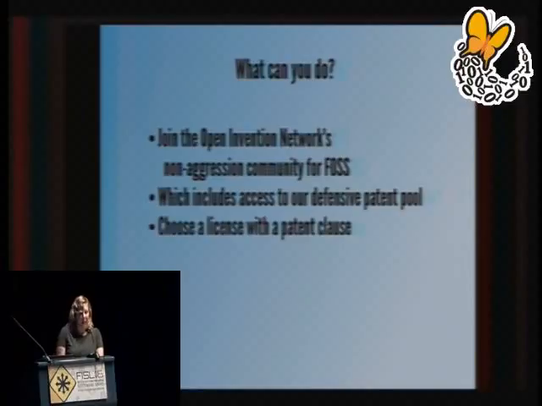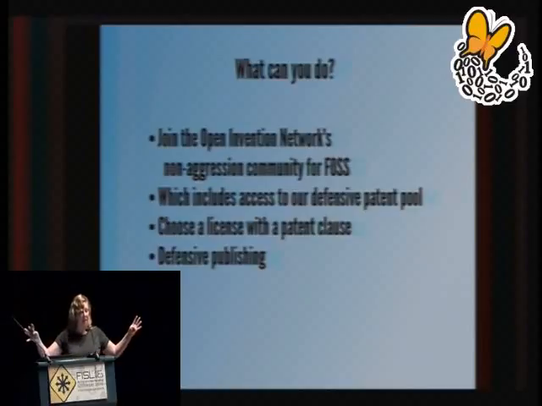Choose a license with a patent clause that says, hey, hands off, if you use this, you can't use it as a stick to beat people with. You could also do defensive publishing to let the U.S. Patent Office, or the Patent Office wherever you live, know, hey, I made this thing, and I don't want a patent on it. I just want everyone to have it and no one else to have a patent on it. We can help you with that, that's a thing that we do at the Open Invention Network.